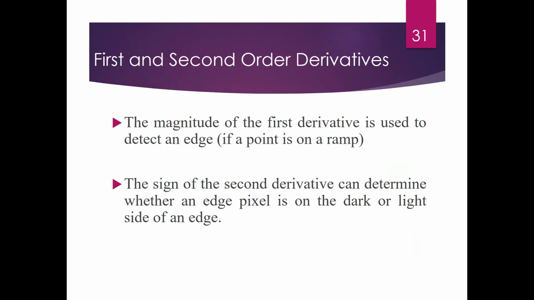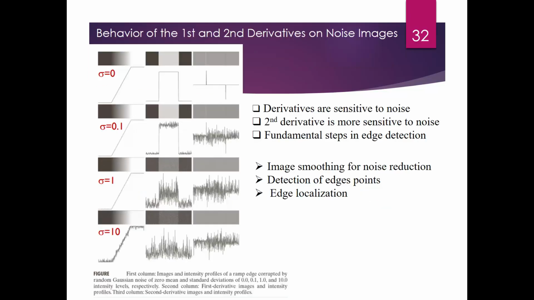So the magnitude of the first derivative is used to detect an edge. The sign of the second derivative can determine whether an edge pixel is on the dark or on the light side of the edge. Now, behavior of first and second derivative of noisy images.